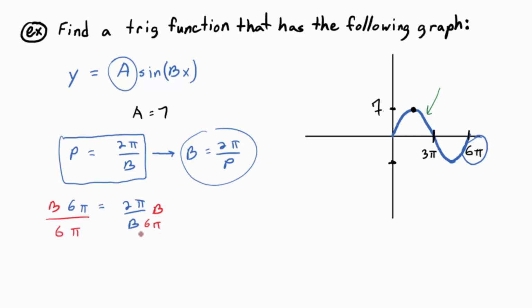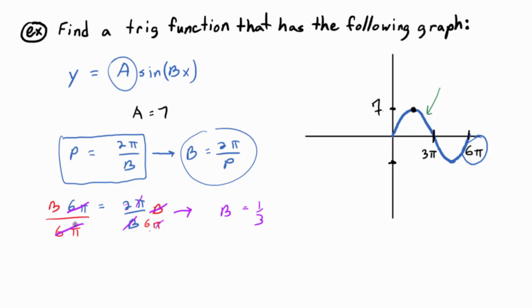What does that leave me with on the left side, hopefully? On the left side, I get B. And then you guys said it: on the right side, I get 2 pi over 6 pi. The pi's cancel, and 2 over 6 is really 1/3. Is that clear? Alternatively, if that confuses you, just cross multiply and solve for B, whatever way works for you. Fill in the formula and you're done.